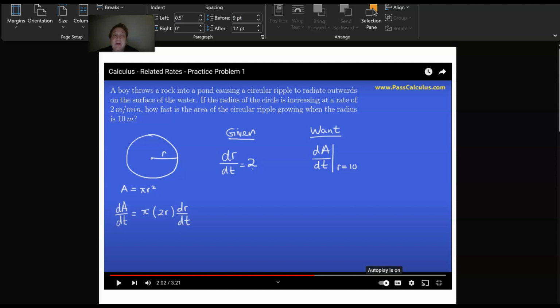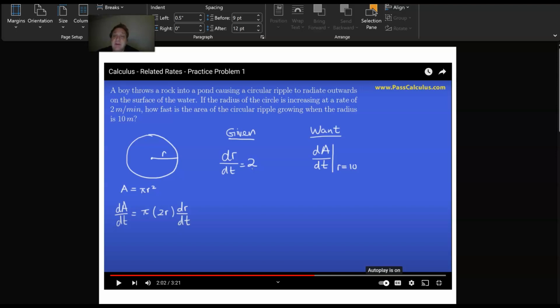The example on the screen here is a simple example of a splash in a pond, where a ripple of water is expanding. And so we have variables of area and radius and time. That's 3 variables. But we can have much more complicated examples in terms of profit.